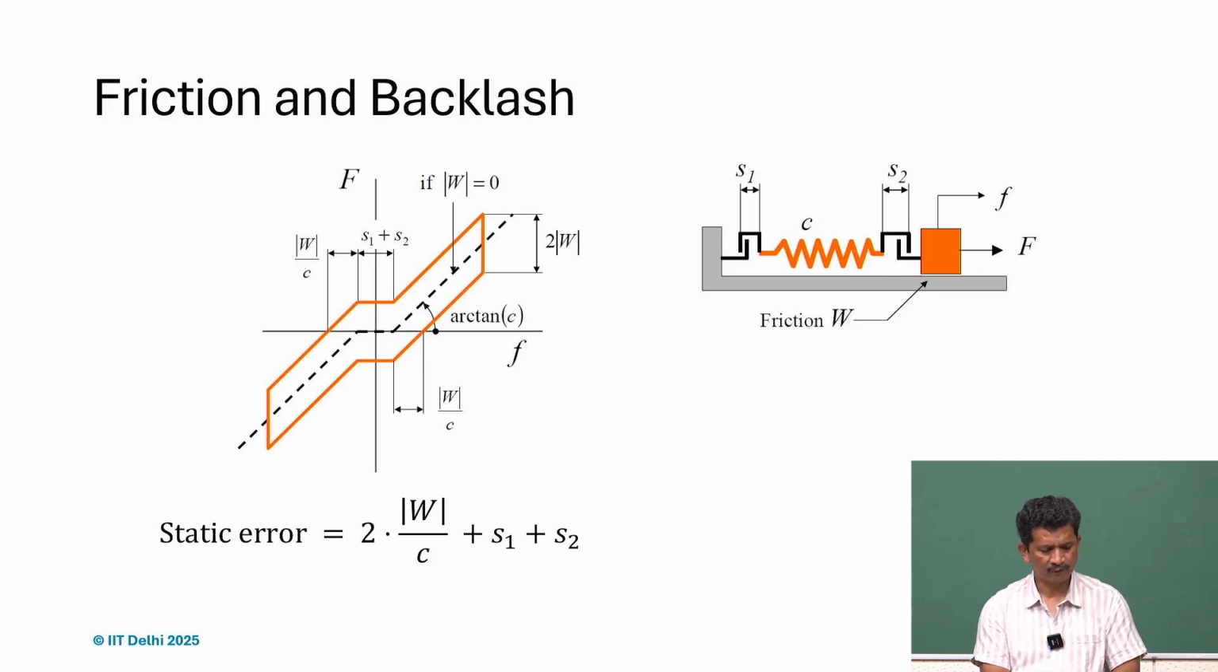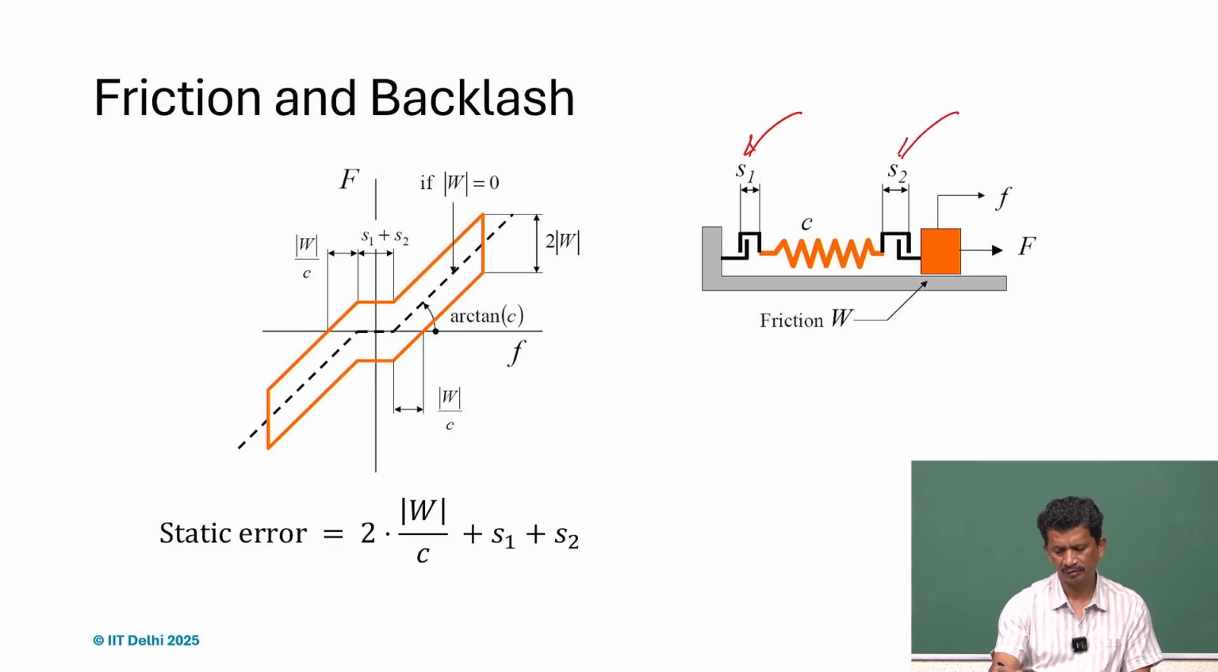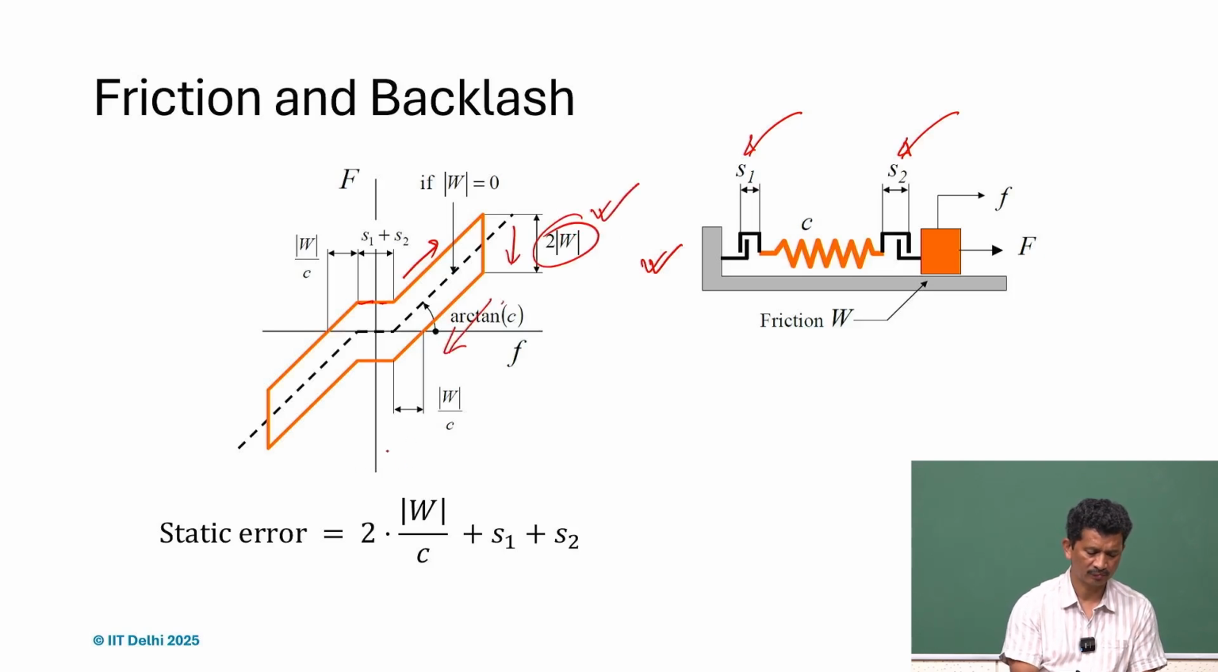What happens if we have backlash or play involved? How will this hysteresis curve change? So if we just look at this diagram and we start again, we realize that S1 and S2 are there, and then again the same stiffness we have, but here we will have the same drop, 2 times W, and then it will come like this, and then again S1 and S2 we can check.